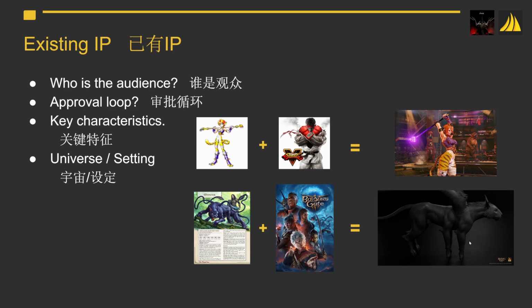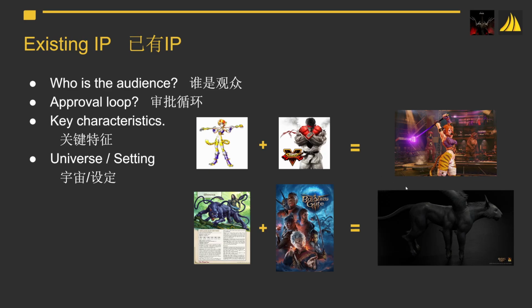All right. So when modeling for an existing IP, some things that I found to help quite a bit is asking yourself a few questions and obviously, doing a lot of research, right? But first off, you need to know who the audience is. Then you need to be aware of the approval loop, the key characteristics of the IPs, and the universe and setting.